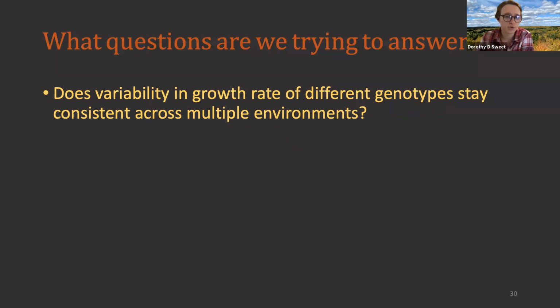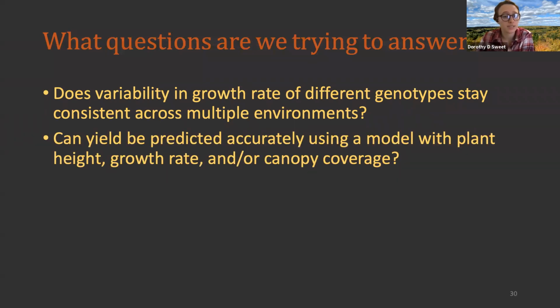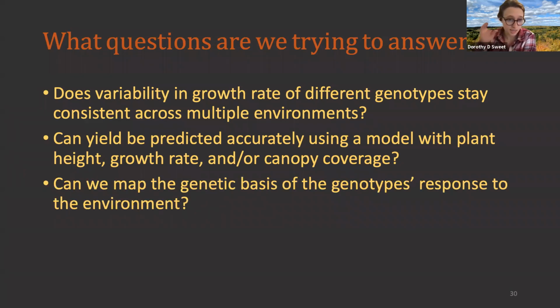Does variability and growth rate of different genotypes stay consistent across multiple environments? Can yield be predicted accurately using a model with plant height, growth rate, and/or canopy coverage? And lastly, can we map the genetic basis of the genotype's response to the environment?